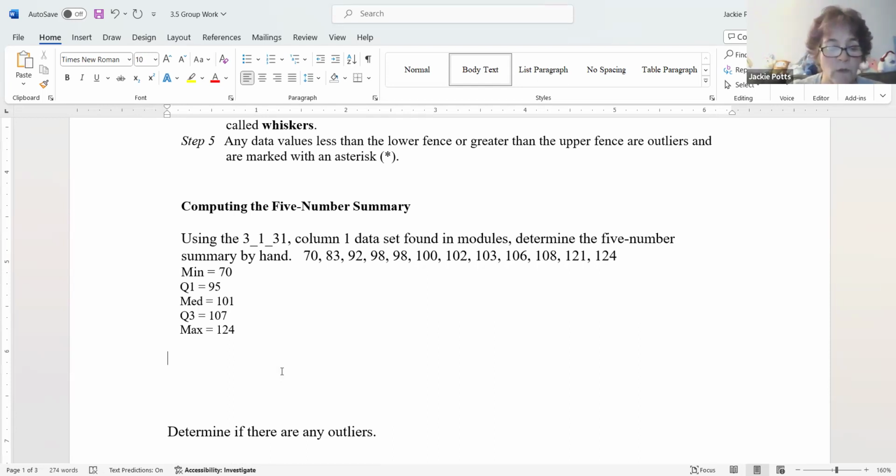Now, I'm going to need something called what? An IQR. Do you remember how we found the IQR? We took Q3 and subtracted off Q1. So my IQR is 107 minus 95, which is 12. So I have a 12 for an IQR.